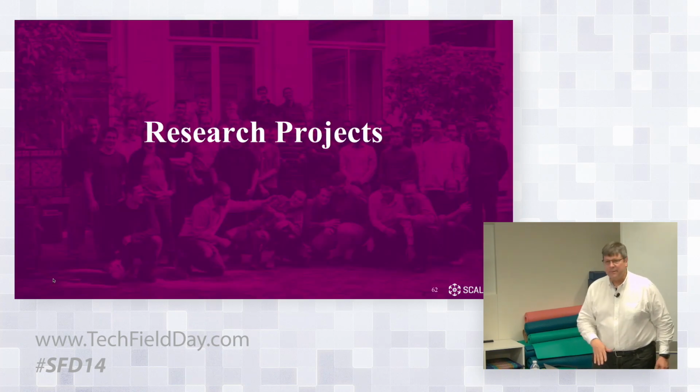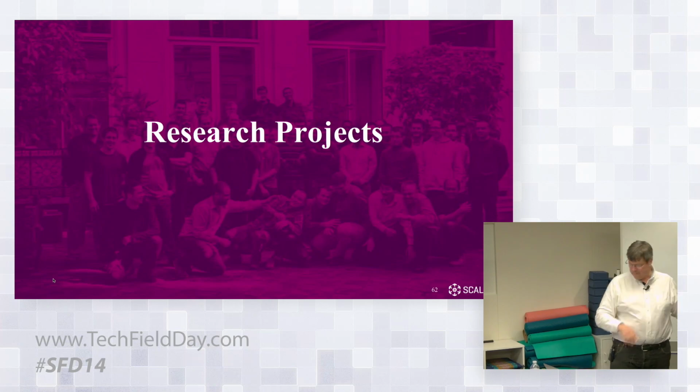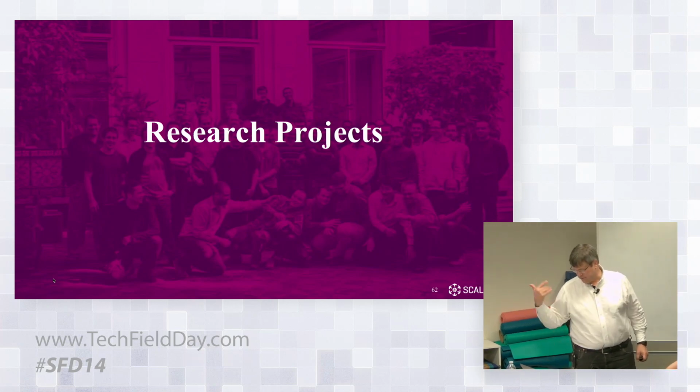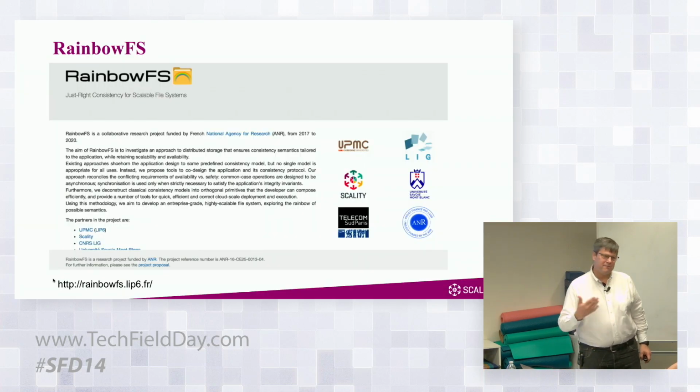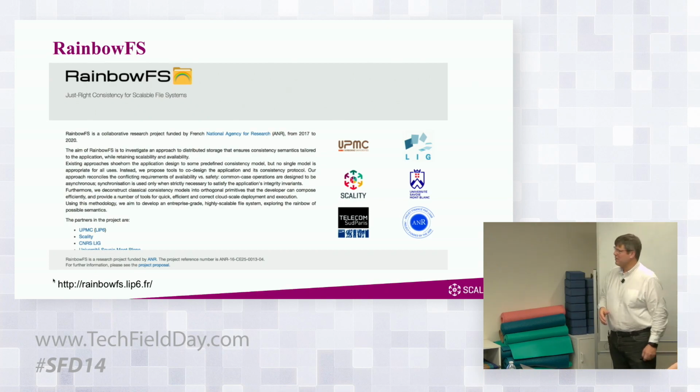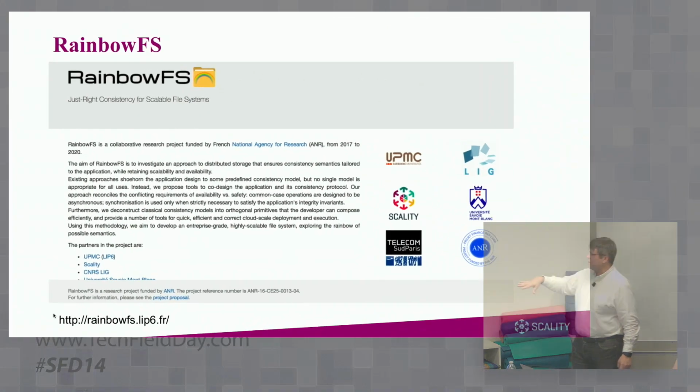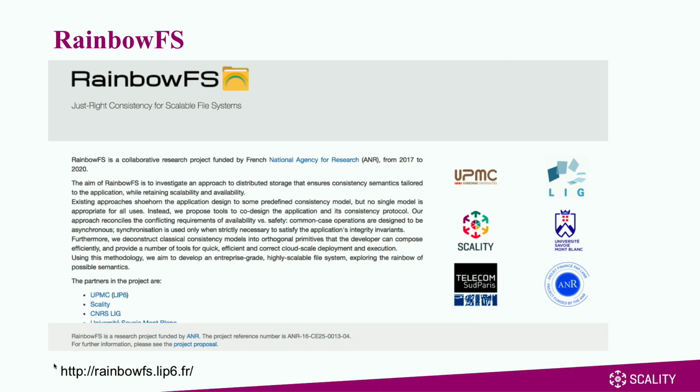I'd like to talk a little bit about some research projects we're doing. One of them will tie back to Zinco. We'd applied for a number of research projects, and we ended up winning 2 of 3. I'm glad we didn't win the 3rd because it's been quite a bit of work to work on these. One of them is called Rainbow FS, right consistency for scalable file systems. It's working with a number of different universities. This project was initiated a couple of years ago.